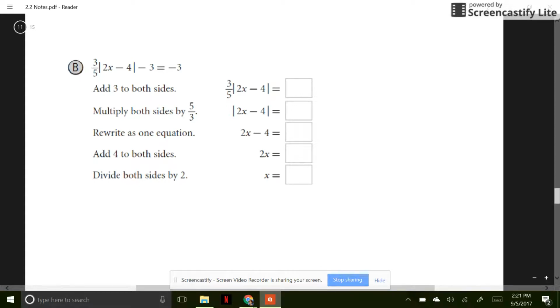So starting from here, if we want to isolate this absolute value, the first thing we need to do is add 3 to both sides. So -3 plus 3 gets us to 0. When we multiply both sides by 5 over 3, anything times 0 is still going to be 0. When we rewrite it as one equation, again, 0 is its own opposite, so we're just going to have 2x minus 4 equals 0. Add the 4, divide to find that x equals 2. So that one has one solution.